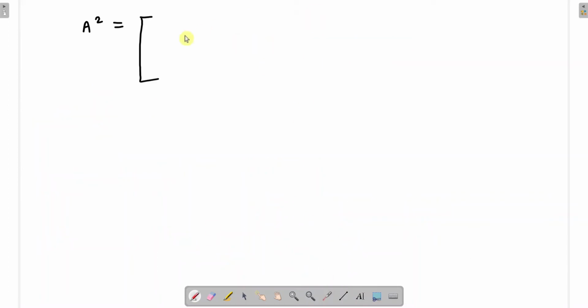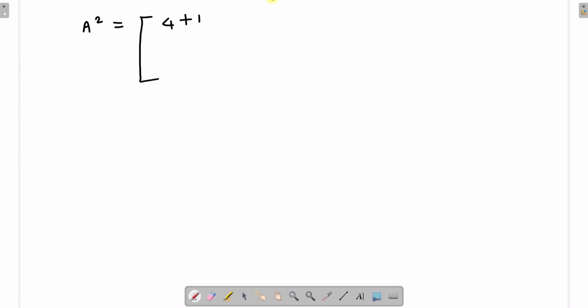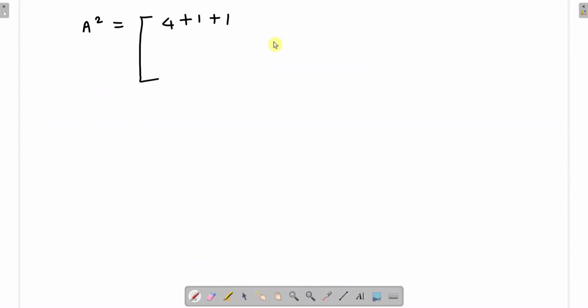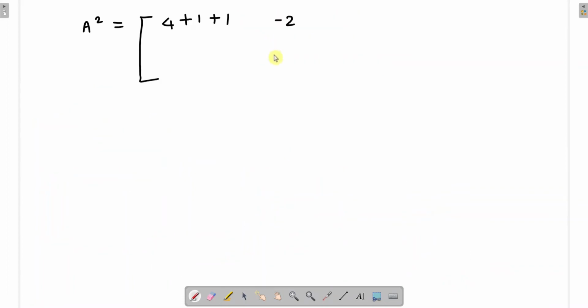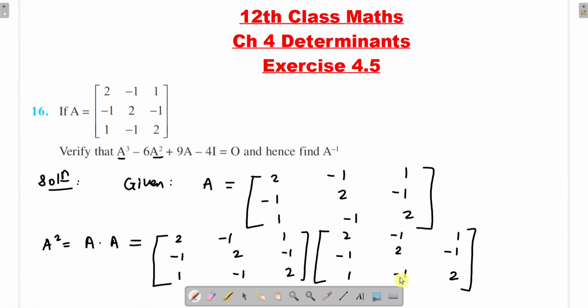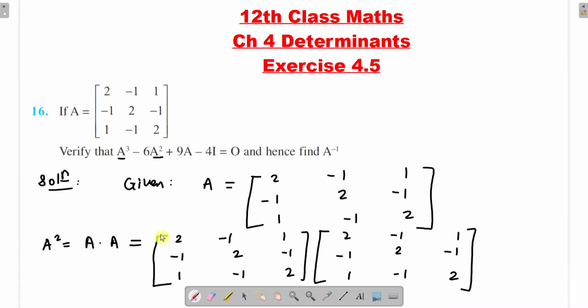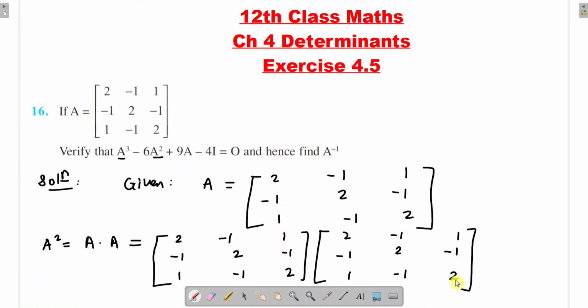So first row of the first matrix multiplied with the first column of the second matrix, that is 2 times 2 is 4. Then we will have minus 1 times minus 1 is plus 1. Then we will have 1 times 1 is 1. Okay, then first row times the second column, 2 times minus 1 is minus 2, minus 1 times 2 is minus 2, 1 times minus 1 is minus 1. Then first row times the third column, 2 times 1 is 2, minus 1 times minus 1 will be plus 1, then 1 times 2 will be plus 2.